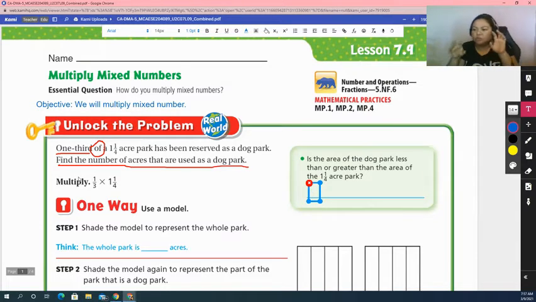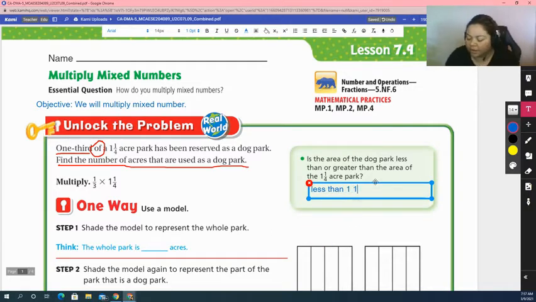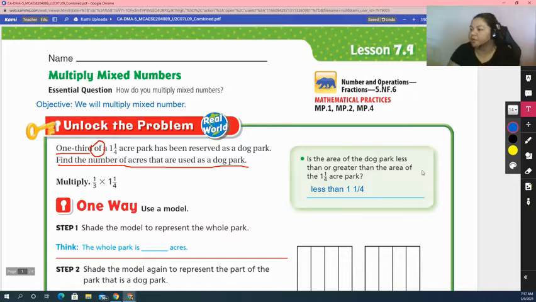If we multiply two mixed numbers, it would have been greater than both factors. In this case, I'm multiplying a fraction times a mixed number, so the product will be less than 1 1/4. So that is kind of like a review from 7.8.